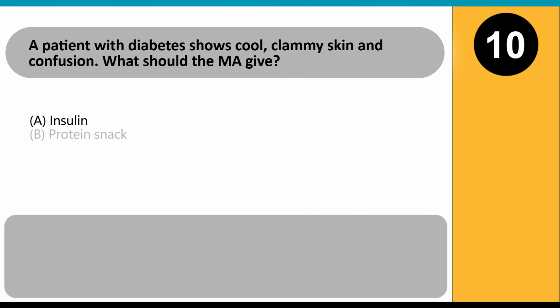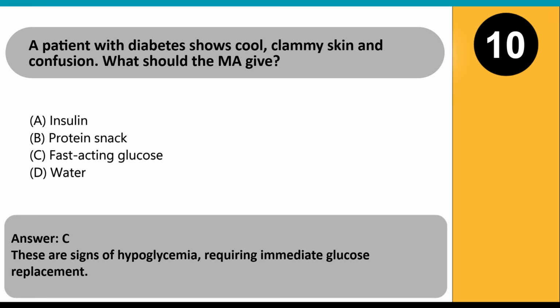A patient with diabetes shows cool, clammy skin and confusion. What should the MA give? A. Insulin. B. Protein snack. C. Fast-acting glucose. D. Water. Answer: C. These are signs of hypoglycemia requiring immediate glucose replacement.